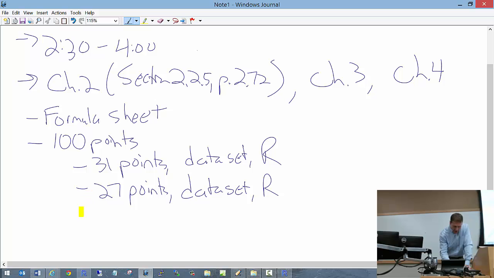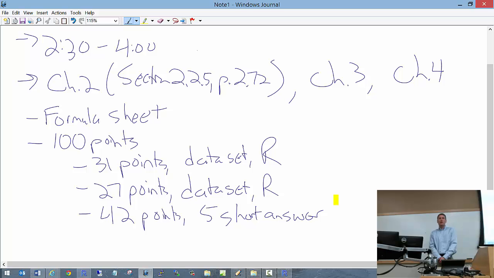And then lastly, problem number 3 is worth 42 points. And it's 5 short answer questions that are not necessarily interconnected in any way. So similar to what was the last problem on the last exam. And there is a 2 points extra credit problem. So that's the layout of the exam.